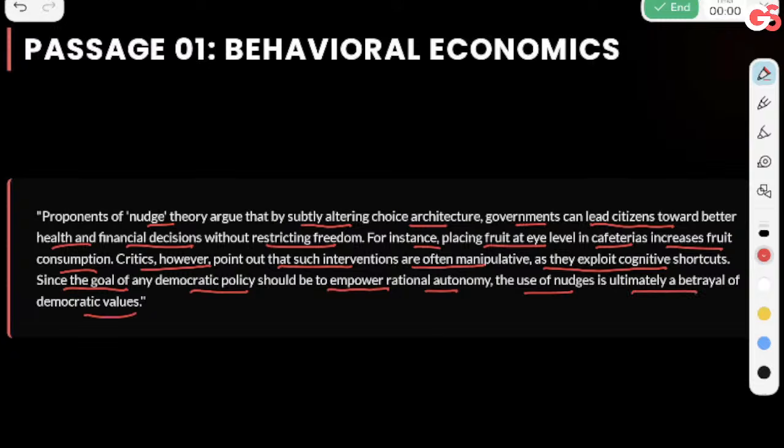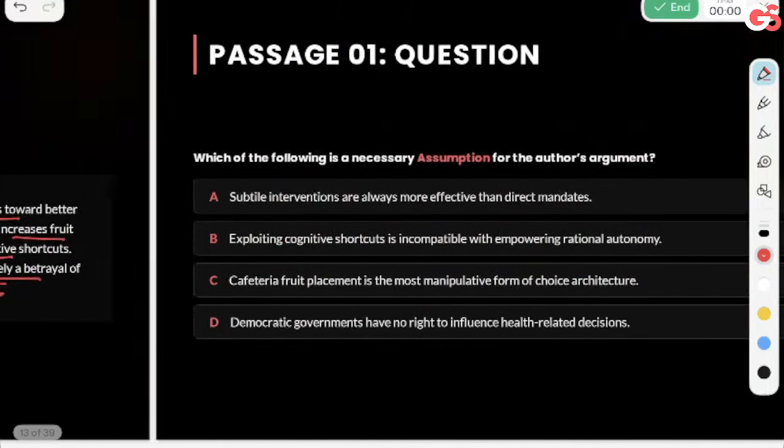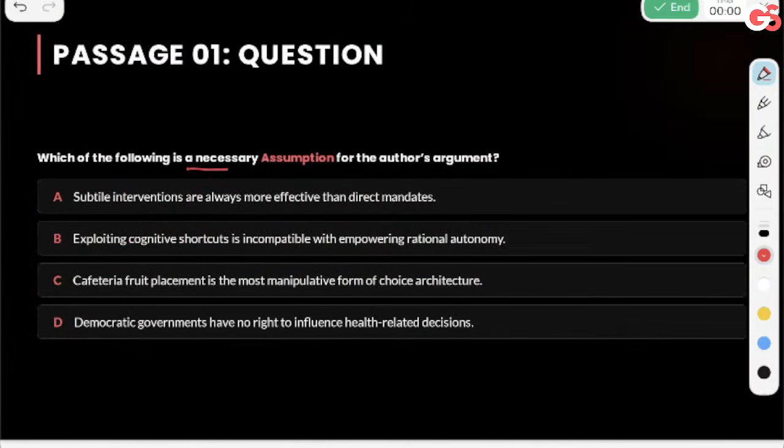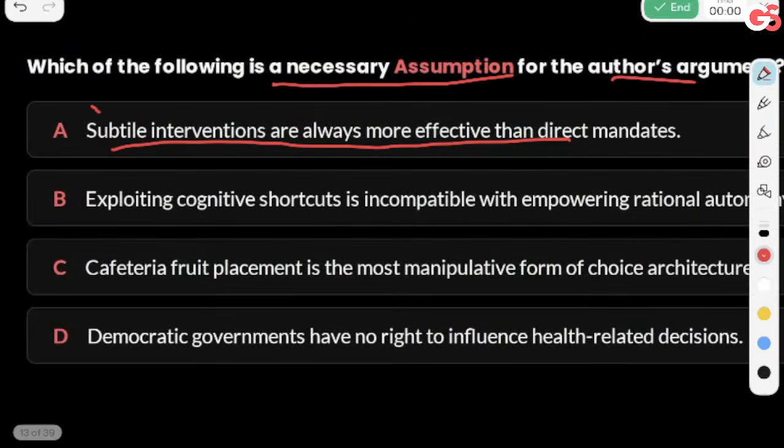All right. So here, a lot of premises have been given, isn't it? Almost everything looks like a premise, except the last one where it becomes a conclusion, right? Okay. So it's like whatever has been done to market things is not democratic. It's basically manipulation. Okay, let's look at the question. Which of the following is a necessary assumption for the author's argument? Subtle interventions are always more effective than direct mandates. What is subtle? Something that is not clearly mentioned, something that is not clearly visible, that is subtle.